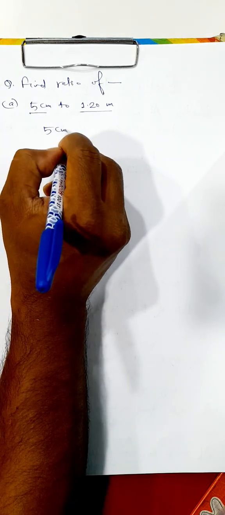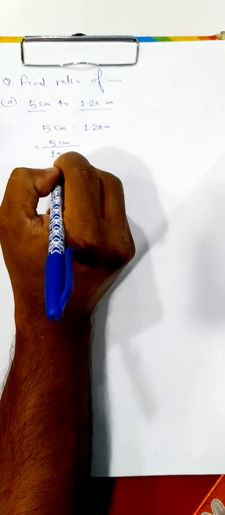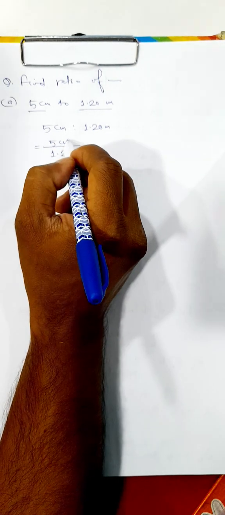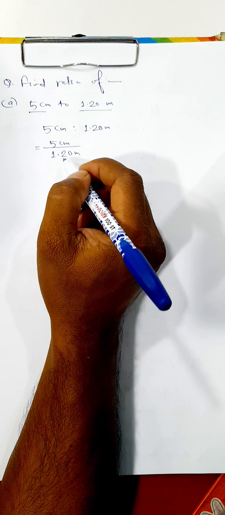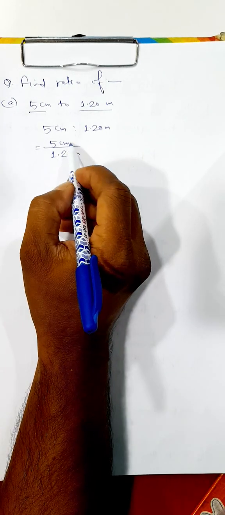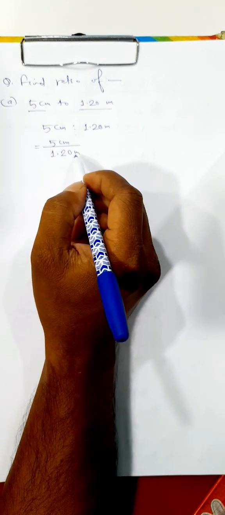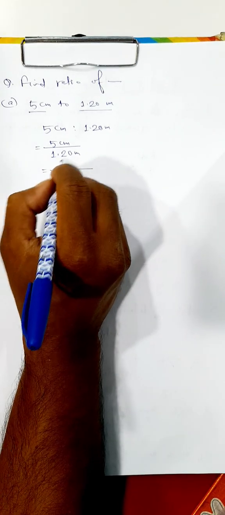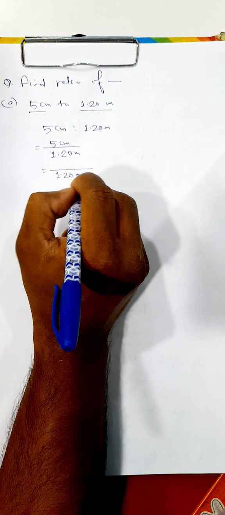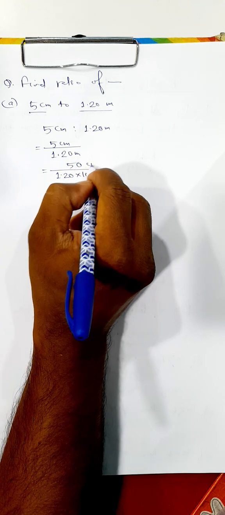Now 5 centimeter is to 1.2 meter, but they are not in the same unit. 5 centimeter divided by 1.2 meter, you cannot cancel each other. We have already told you that a ratio does not contain any unit, so you have to cancel these units. So you have to convert them into same kind of unit, centimeter and meter. So 1 meter equal to 100 centimeter. That means 1.2 meter means multiplied by 100. This becomes centimeter now.